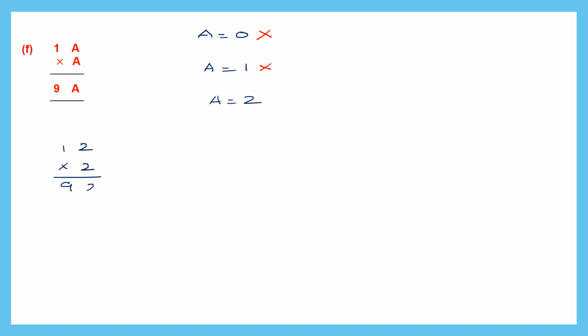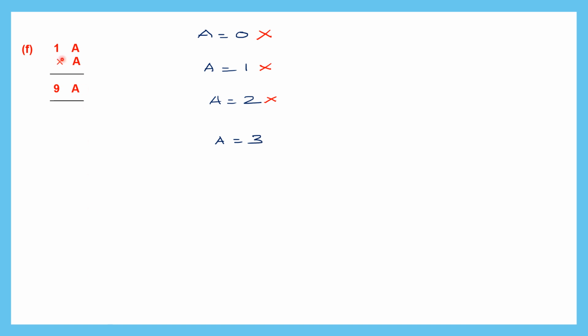Are we getting this? Let's multiply and see. 2 2s are 4. It should give us 4, but here we have 2. That means this also is not fitting. So A cannot be 2 also. So now we're going to go to the next digit, that is 3. Let's try A is equal to 3. We're going to substitute A with 3.